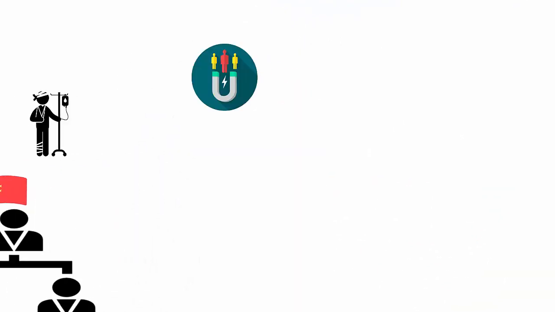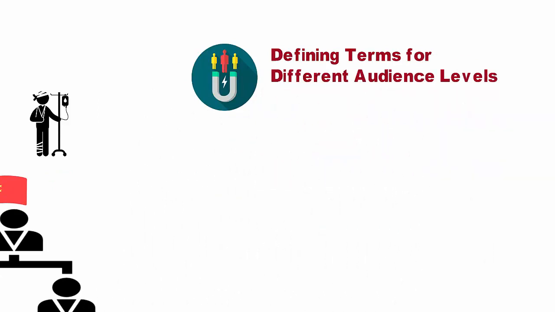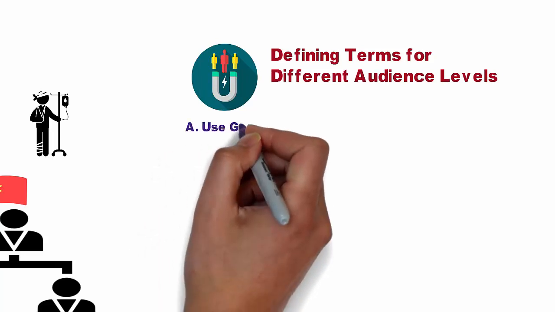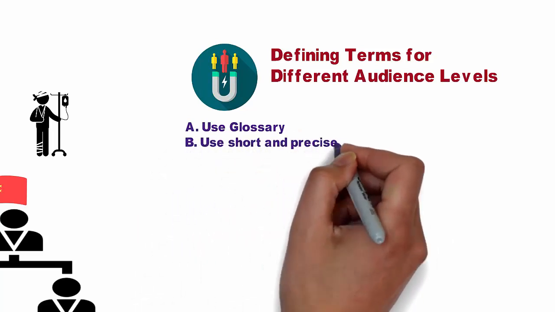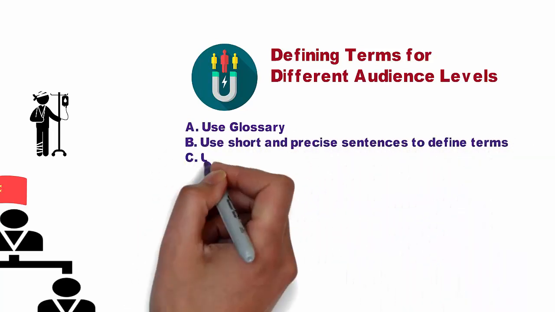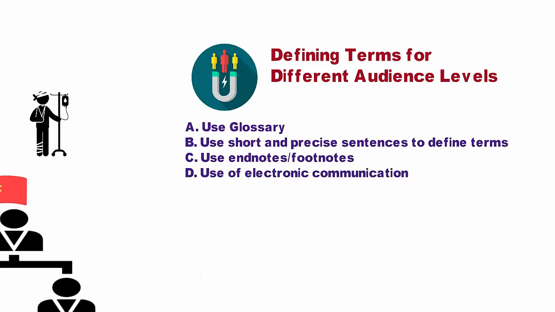Let's see how we can define terms for different audience levels. Since every industry has its own specialized vocabulary, words or phrases that define your terms can be presented in a glossary. Use short and precise sentences to define terms. Make use of endnotes, footnotes, and electronic communication.